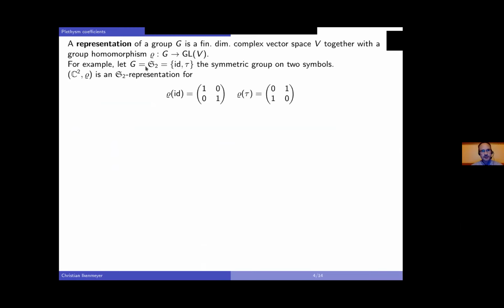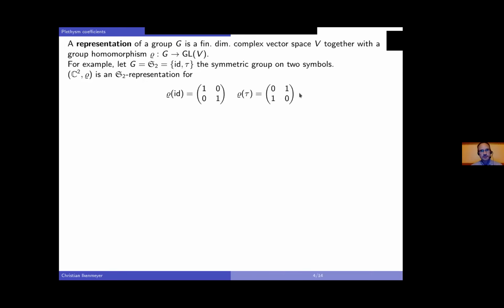So say we take as a group now our toy example, a group with two elements. S2 has the identity and the transposition. A group with two elements, the symmetric group on two symbols. Then if you take the two-dimensional vector space with this specific group homomorphism, this will be an S2 representation. So the identity element of the group will be mapped to just the identity matrix, and the transposition element, so this order 2 element in the group, will be mapped to the transposition matrix.